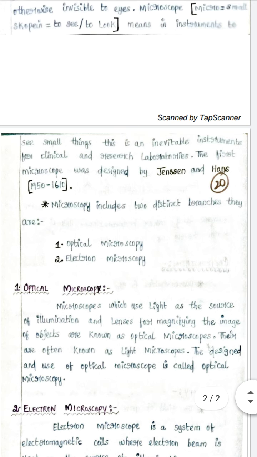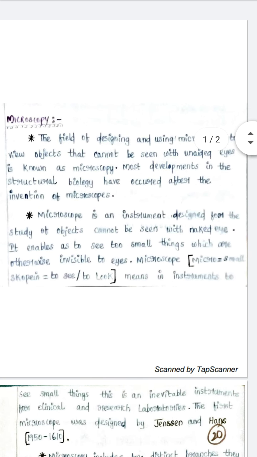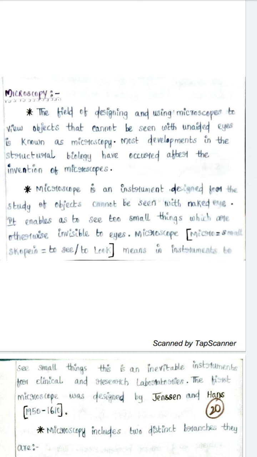We have two branches of microscope: the optical microscope and the electron microscope. The optical microscope uses light as a source of illumination. The electron microscope uses an electron beam as a source of illumination. You might get a 2-mark question like what is a microscope, so you need to know the definition. You can write: the field of designing and using microscopes to view objects that cannot be seen with unaided eyes is known as microscopy.